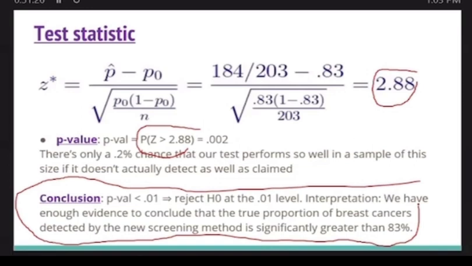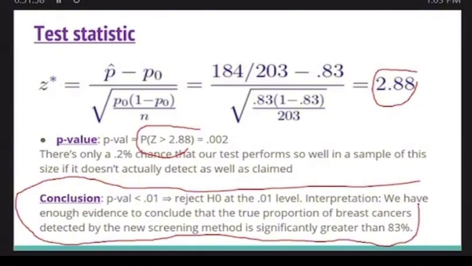Now take a look at the conclusion. Because the p-value is less than 0.01, the H naught will be rejected at the 0.01 level. Now we have enough evidence to conclude that the true proportion of breast cancer detected by the new screening method is significantly greater than 83%. So that means that particular equipment is doing a great job. Is there any question on this?